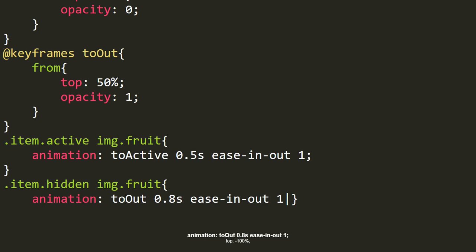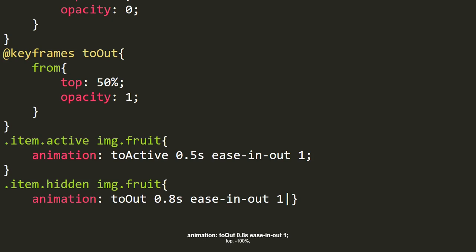Z-index 1. Prev, next. Position absolute. Top 50. Transform translateY minus 50. Width 50px. Height 50px. Border radius 50. Background color transparent. Border 1px solid. Color white. Font size large. Font family monospace. Cursor pointer. Z-index 15. Prev, left 20px. Next, right 20px.